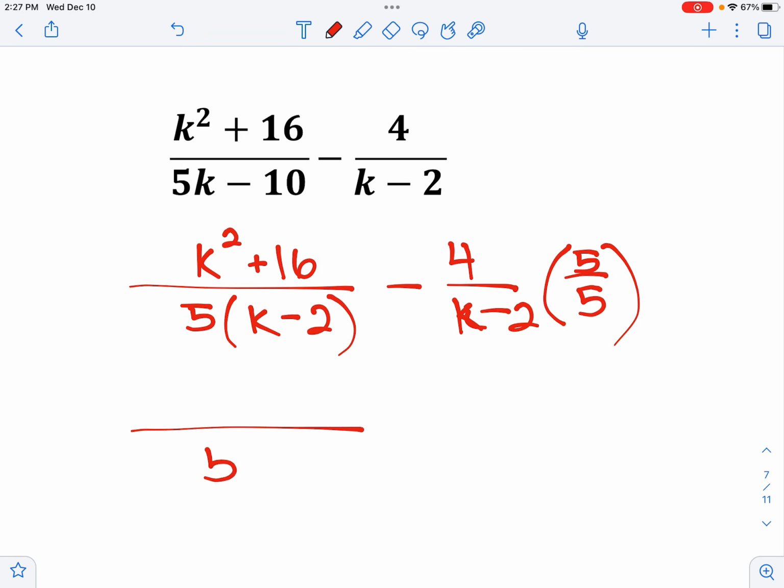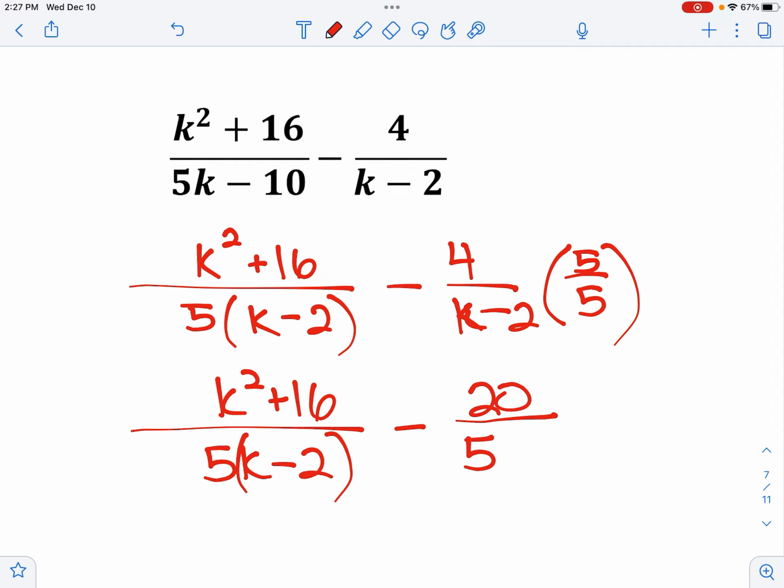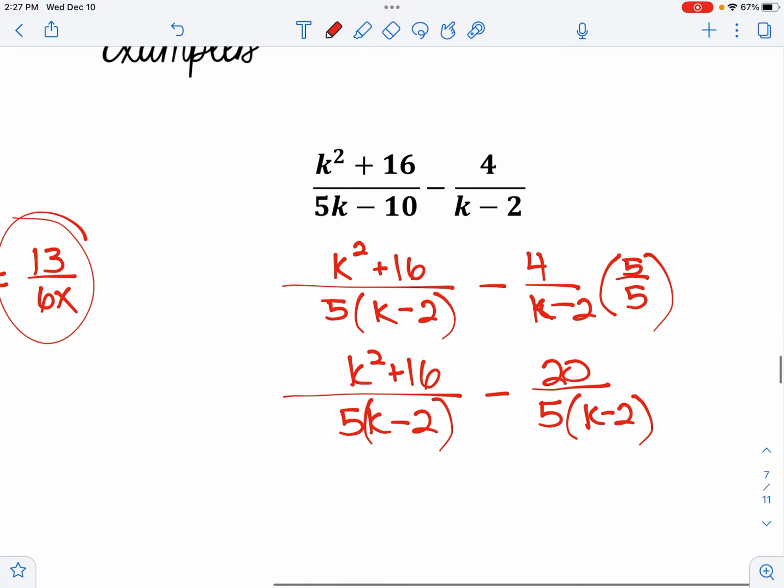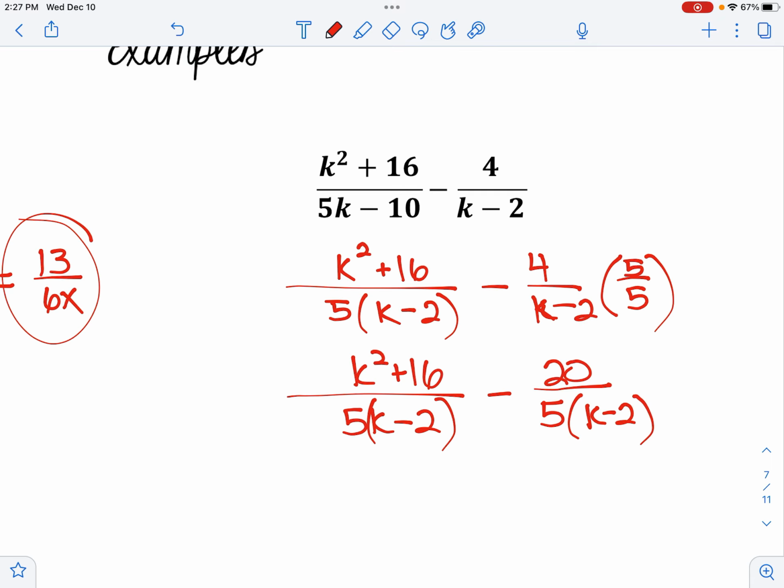Okay, so 5, k minus 2, put the parenthesis there. k squared plus 16 there. On the top over here, we have 4 times 5 is 20. And then on the bottom, we would have 5 parenthesis k minus 2. You can see those are the same. Okay. So then, this would be k squared. And then I have 16 minus 20, which is negative 4. And then the bottom would be the same.